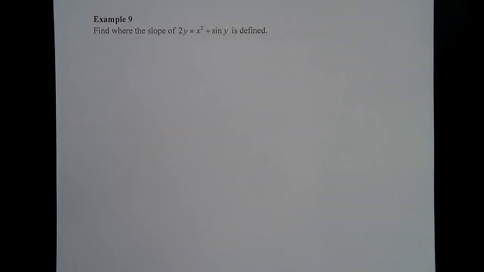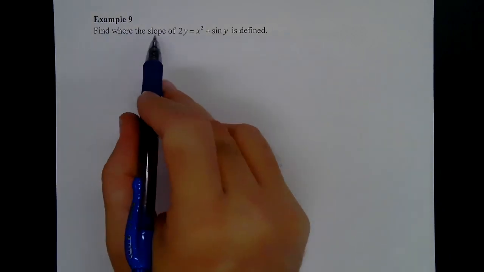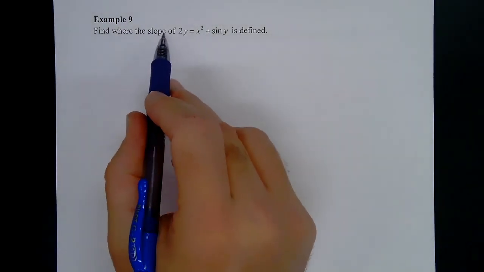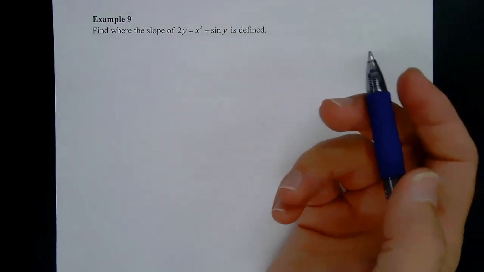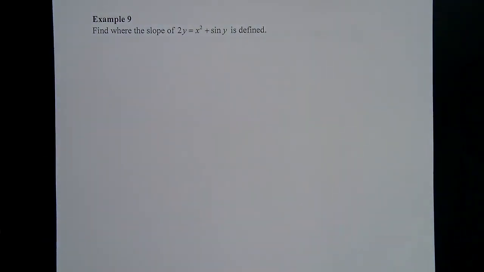So this is example 9, okay? And I want to find where the slope of 2y equals x squared plus sine y is defined, okay? So to know where it's defined, I have to figure out where it's undefined, okay? So let's go ahead and take the derivative, okay? I'm saying slope, so that means derivative, okay? Find where the slope is defined. I'm going to do it where it's undefined, because if I find where it's undefined, then everywhere else it'd be defined, okay? It's kind of weird to say that.